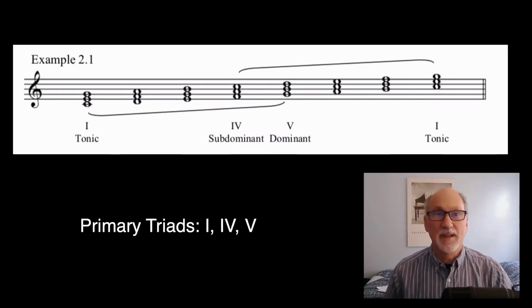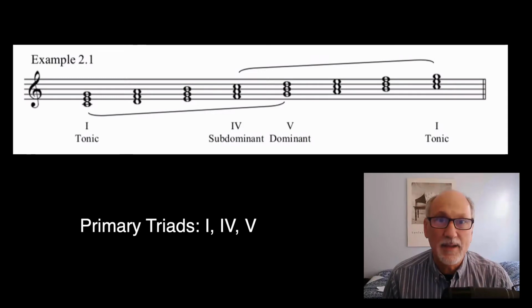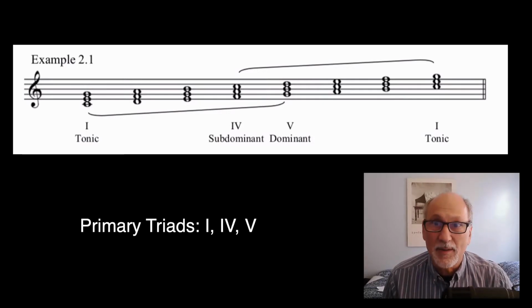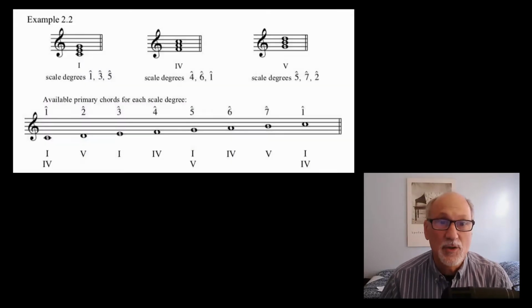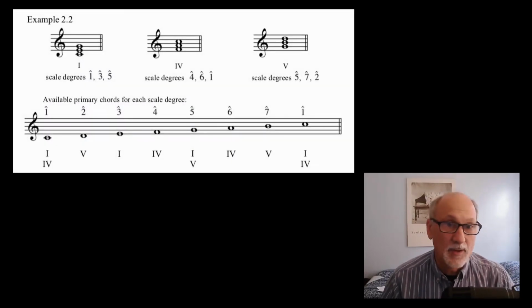Now, interestingly enough, using only these three primary chords, 1, 4, and 5, we can harmonize any note of the major scale. And the word harmonize means to add chord tones to a melody. To figure out which chords are available for a harmonization, we just find the triads that include the scale degrees that match the melody notes. So some notes of the major scale can be harmonized by more than one primary chord. And here's a chart that shows you that correlation.